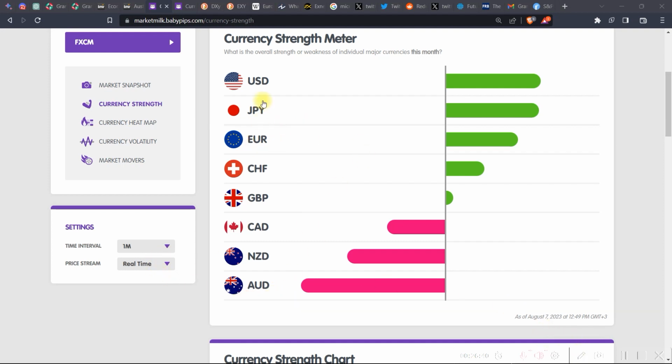Otherwise, this is the best time frame to use because this is the one that gives you a clear picture of what these currencies are doing in the long term for you to be able to make short-term decisions accurately.